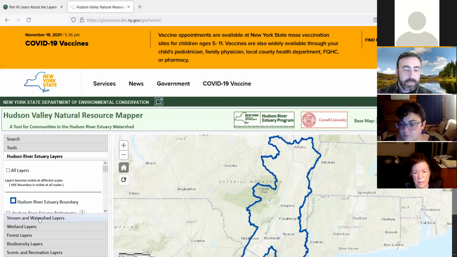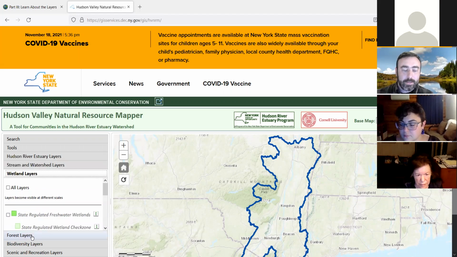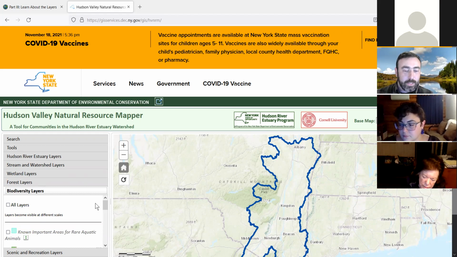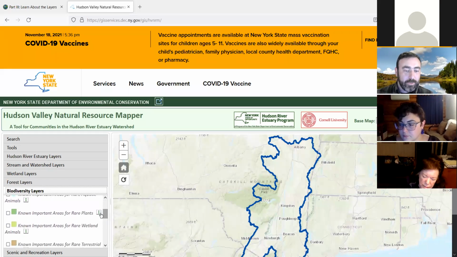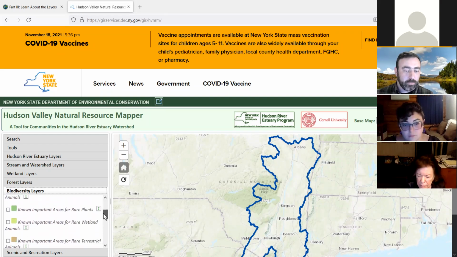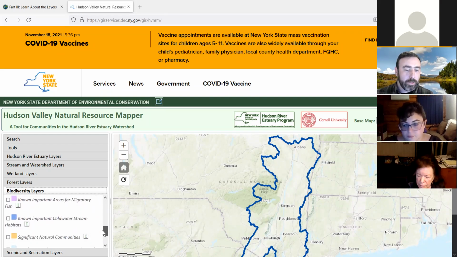It is another interactive mapper, and it has layers upon layers of different wetlands. And so you'll see under biodiversity, we have them broken out here by your aquatic, terrestrial animals, your rare plants, important areas for migratory fish, et cetera. So this is a great tool if you love looking at maps like I do, or if you want to learn more about natural resources.